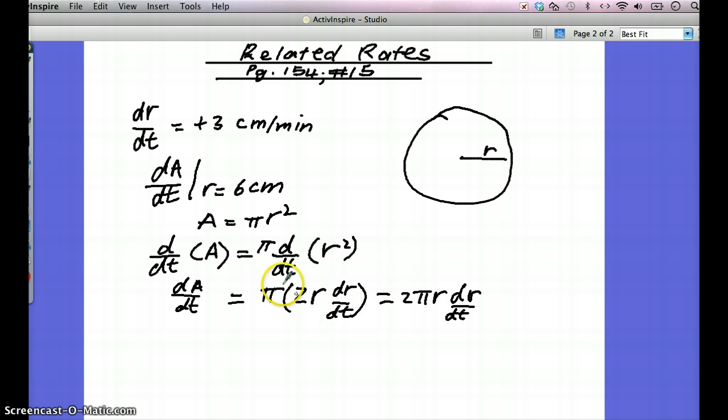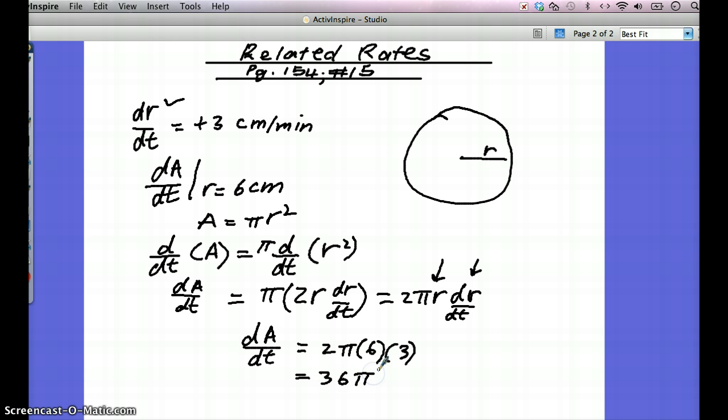So now let's put it all together. They tell us that dr by dt is 3, so we can put the 3 in here. And they want us to find dA by dt when r is 6, so we're going to put the 6 in here for r. What we seek, dA by dt, is going to be equal to 2 pi times r, which is 6, times dr by dt, which is 3. So putting it all together, 6 times 2 is 12, 12 times 3 is 36. This is going to be 36 pi.